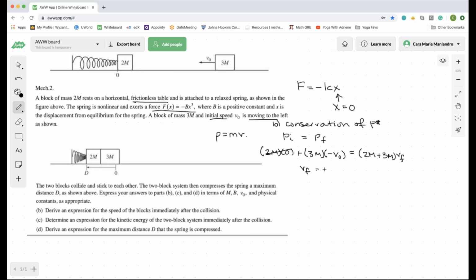So your final velocity is going to be negative 3m v naught over 5m, and then you can drop the m out. Questions? Everybody okay with that? I believe they took the positive and the negative answer. Okay, so that's that.